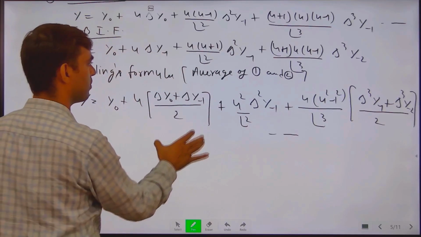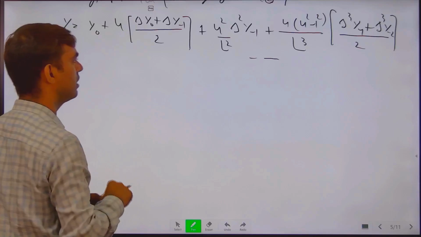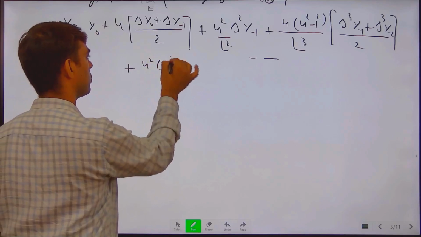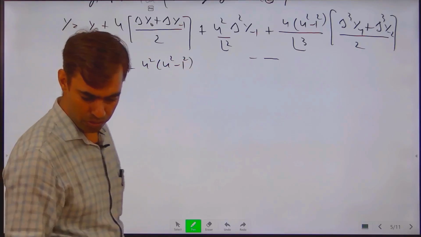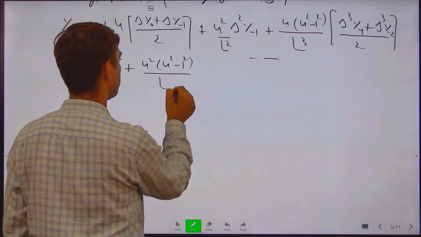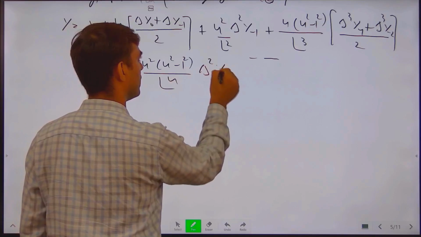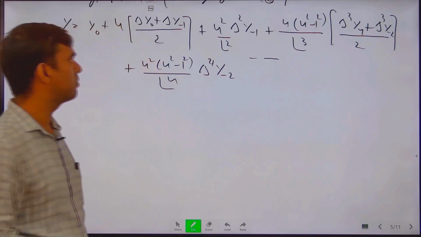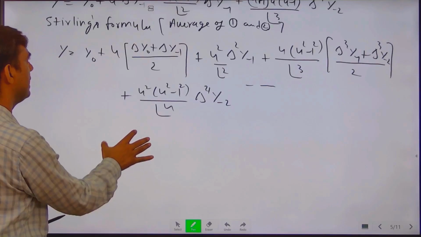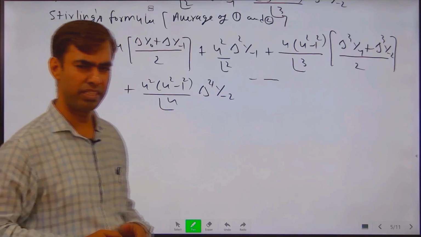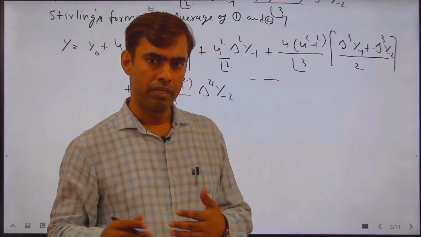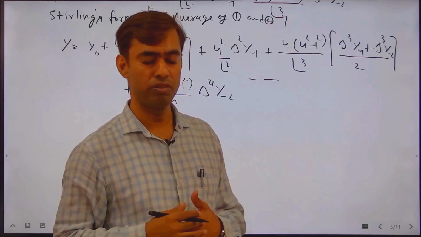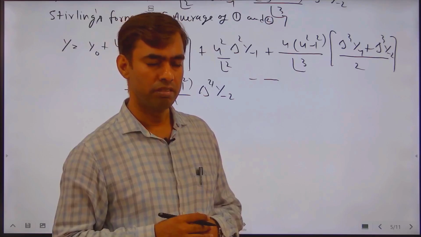So this one is the Stirling formula, and if you are going to write another term of the Stirling formula, you may write this one: u square (u square minus 1 square) upon factorial 4 del 4 y minus 2, and so on. So in this way you may directly write the Stirling formula. There is no need to know about the Gauss forward and Gauss backward if you want to directly apply the Stirling formula.